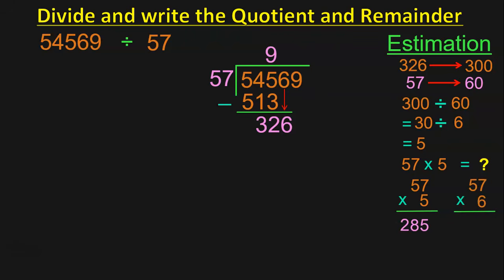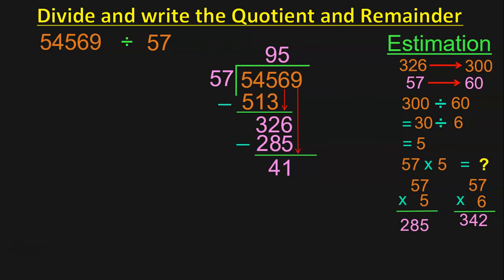The next step, we have to try out if it is 57 by 6 as a quotient. What is 57 into 6? 6 sevens are 42, 2 carry over 4, 5 6s are 30, it is 342. So 57 into 6 cannot be done because with 6 as a quotient, you get the answer to be 342, which is bigger than 326. So we'll have to take the quotient to be 5. 57 into 5 is 285. What is the remainder? The remainder is 41.